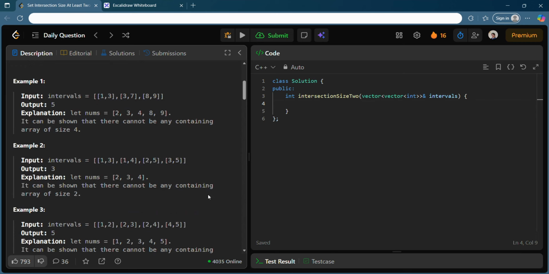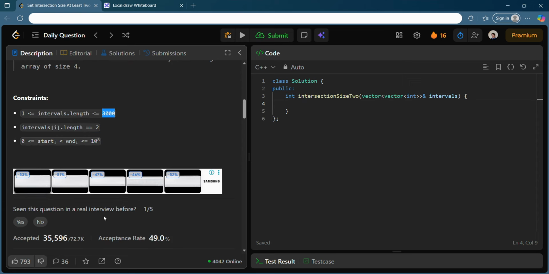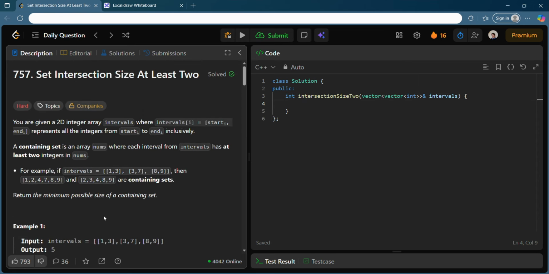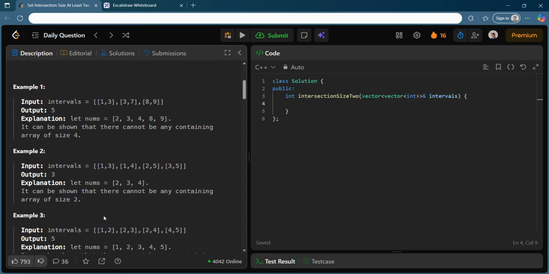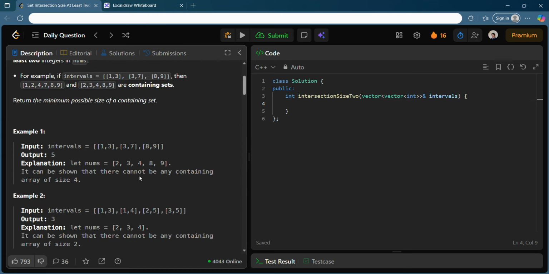Okay, and the rest of the things you need to figure out on your own. And I hope it should not be that difficult. The constraints are also 3000, so you should be able to solve it in n square also, but I will try to show you definitely the n log n method. Okay, so let's see what we need to do exactly.